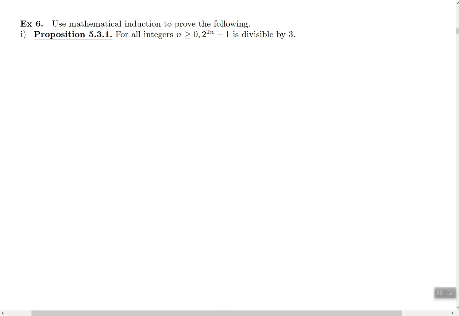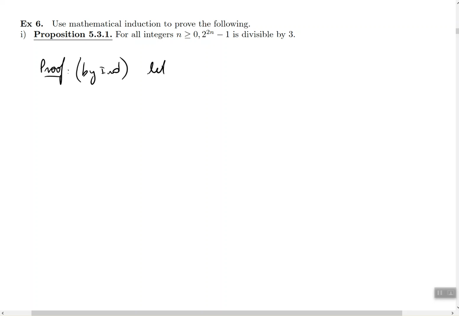Okay, so here we go. Proposition 5.3.1, again, straight from your book. It says for all integers n greater than or equal to 0, we would like to prove that 2 to the n minus 1 is divisible by 3. So proof again by induction.